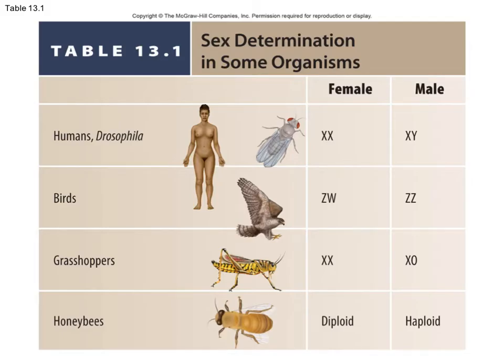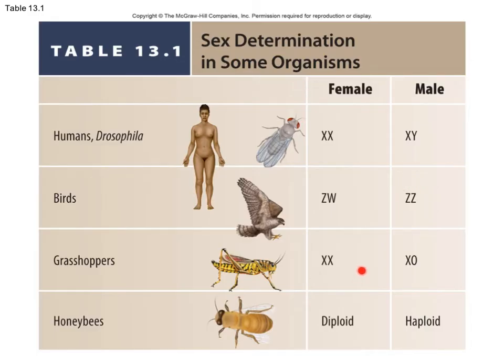For many species, sex determination, which gender the individual is going to be, depends on what combination of chromosomes that individual has. In humans and fruit flies, females have two X chromosomes while males have one X and one Y. Birds are actually the opposite. In birds, females have a different set of chromosomes while males have two Z chromosomes.